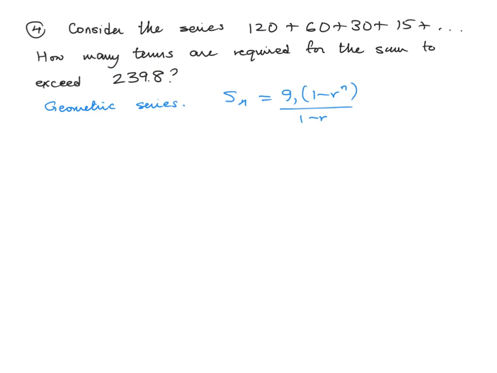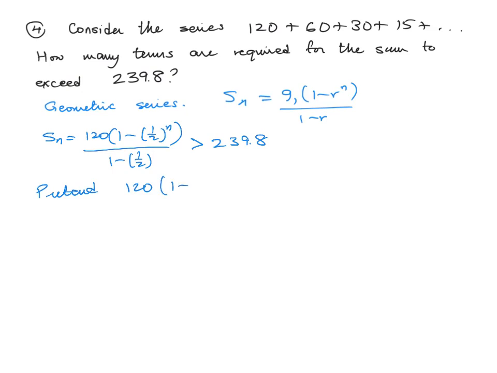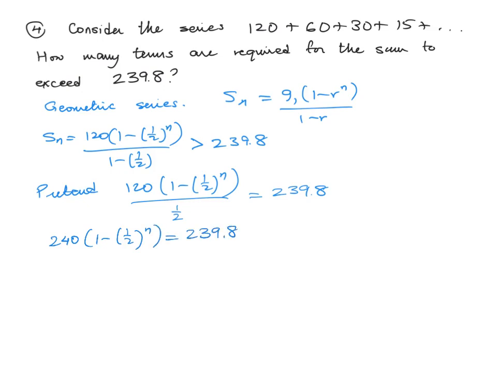So let's go ahead and plug the numbers in I know so far. Sn equals g1 we said 120, 1 minus 1/2 to the n over 1 minus 1/2. Now I want that to be greater than 239.8. Now I'm actually not going to try to solve that. I'm going to try to solve as if it was equal to. So I'm going to pretend 120 times 1 minus 1/2 to the n over, well, let's go ahead and subtract 1 minus a half. It's just a half. Is going to equal 239.8. So again, if I'm dividing by a half, it's the same as multiplying by 2 over 1. So I can just make that 240 times blah, blah, blah. So 240 times 1 minus 1/2 to the n equals 239.8.